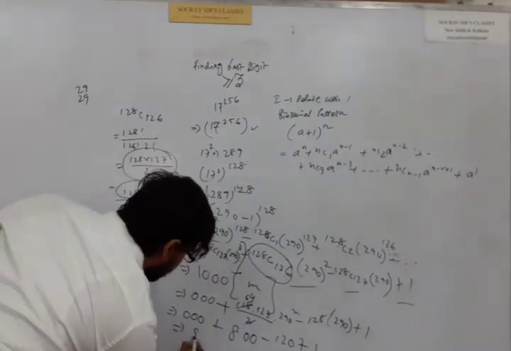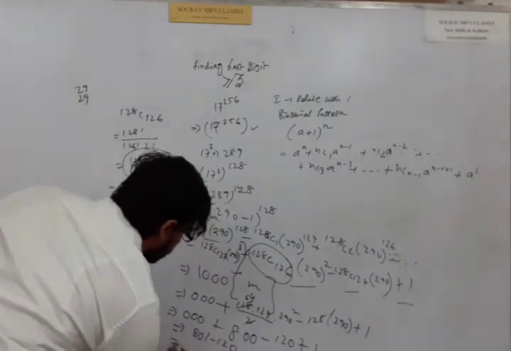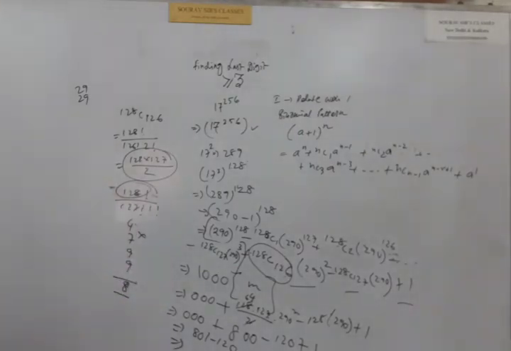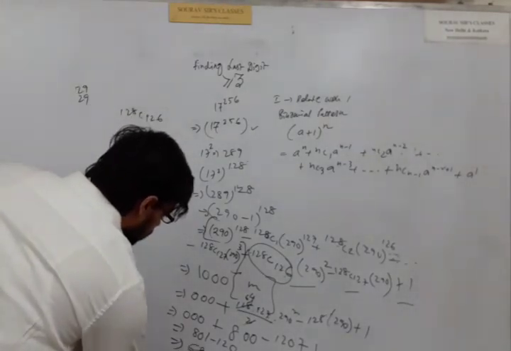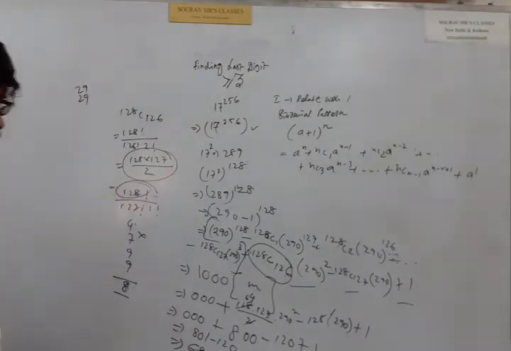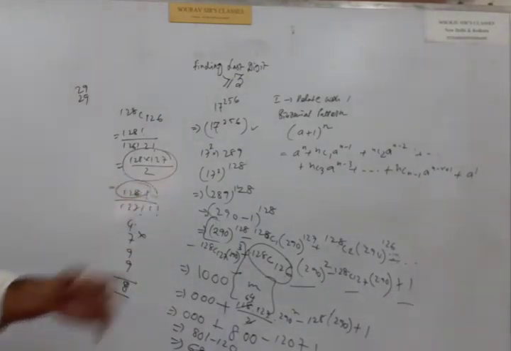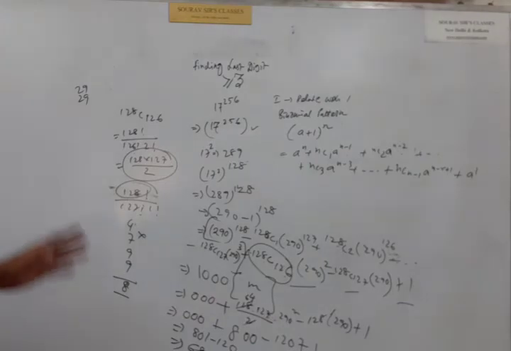So it is like 801 minus 120. 801 minus 120, if you do, you will get your answer directly as 681. That's it. So this is the last 3 digits of any expansion.